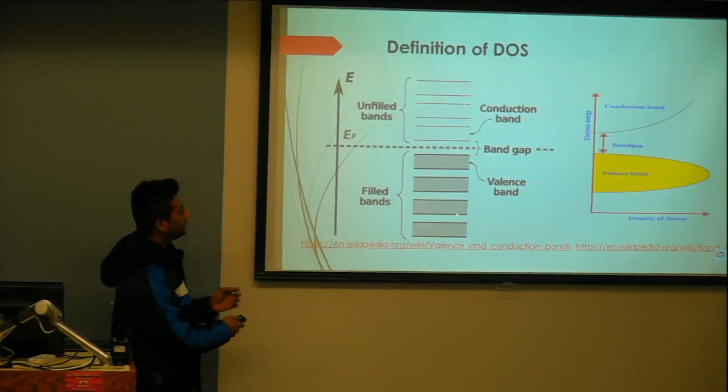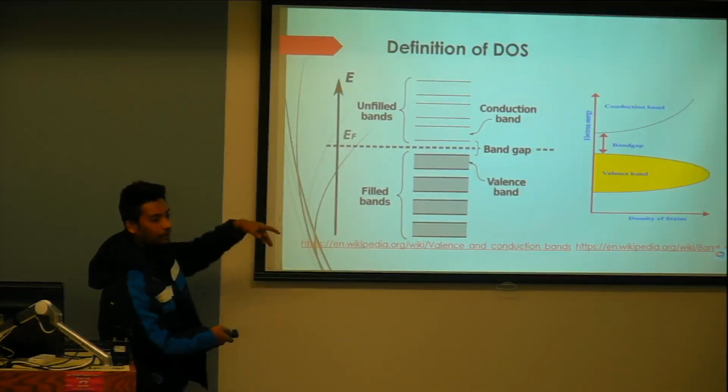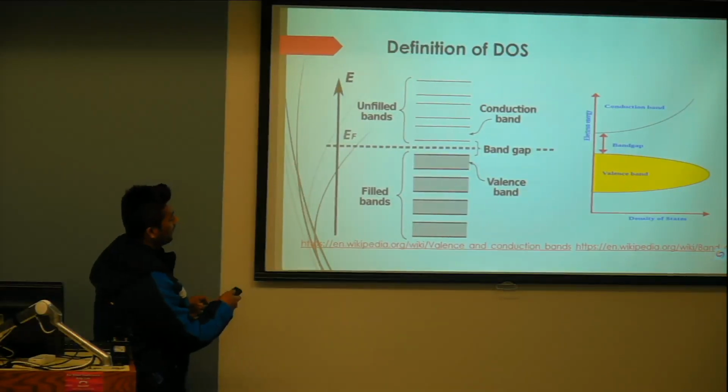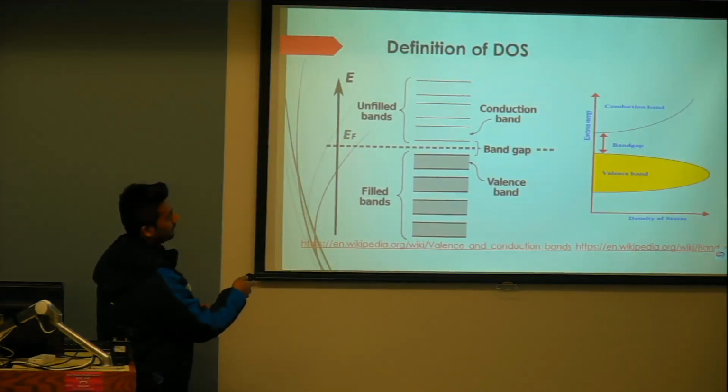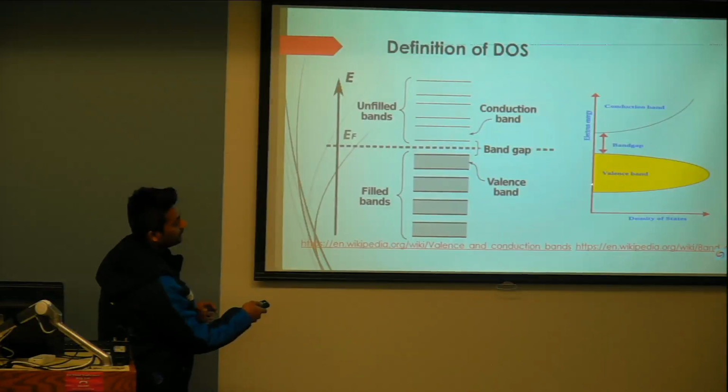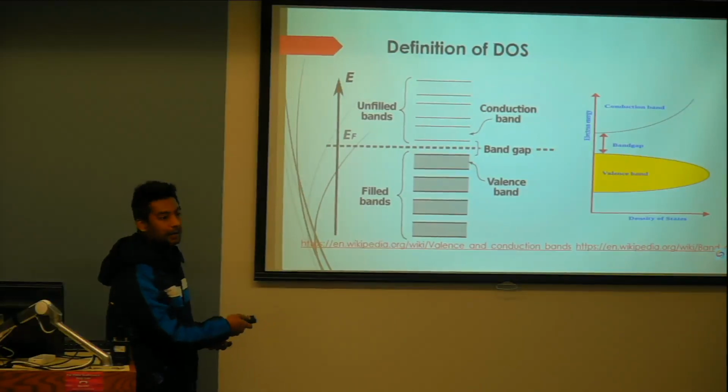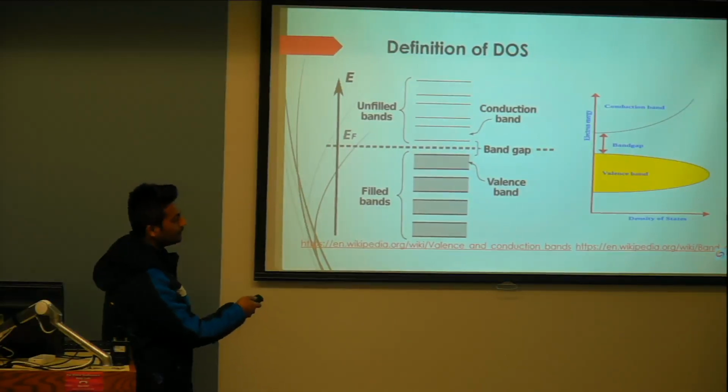So there is a pictorial view of the HOMO and LUMO. This is the valence band. So these are occupied, okay, and these are the unoccupied conduction band. So these are the density functions. So this is how the electron energy can be distributed.